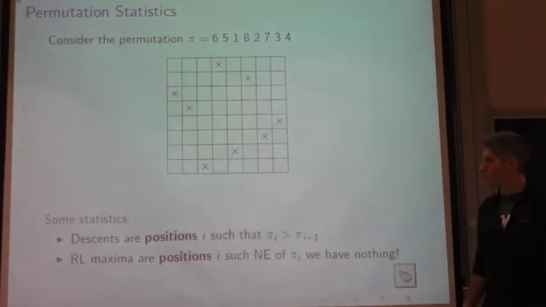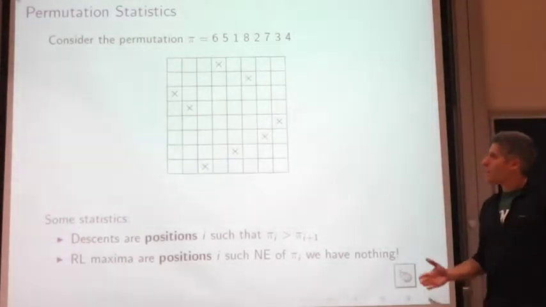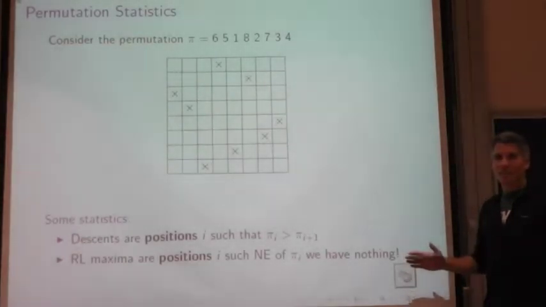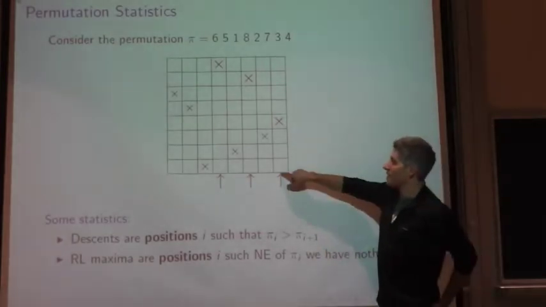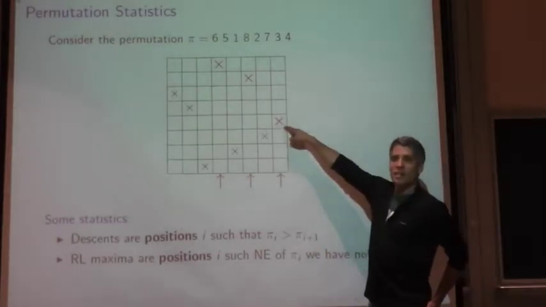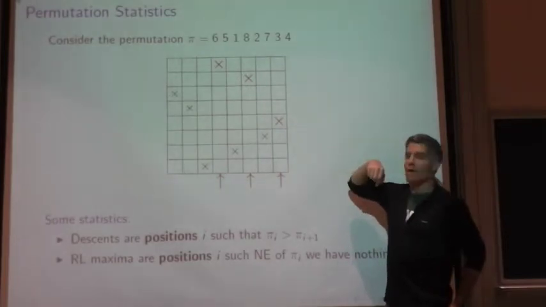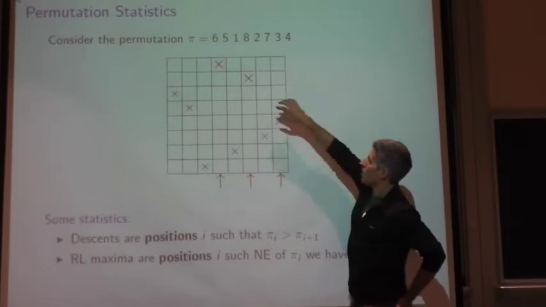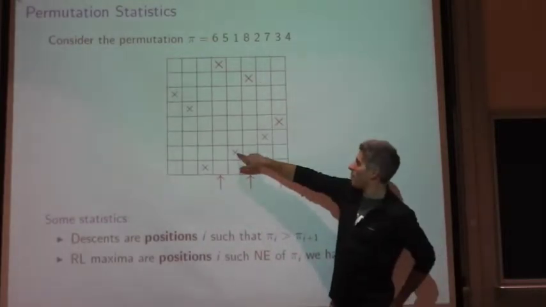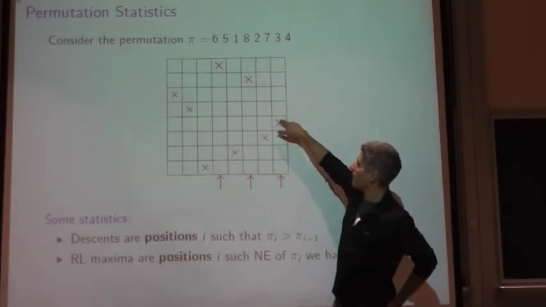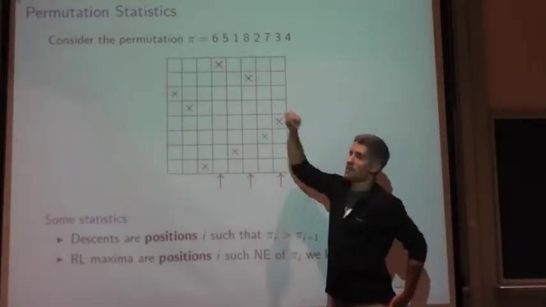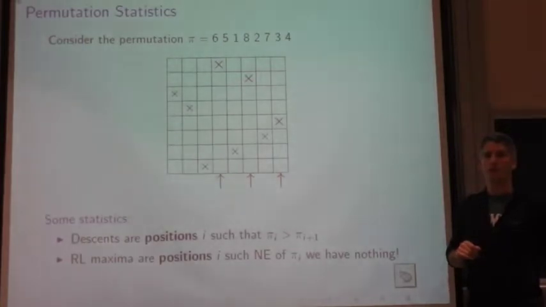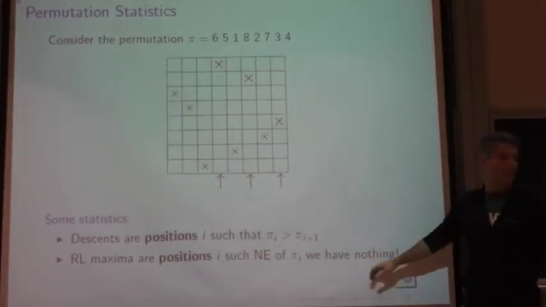The next thing we need is this idea of a right-to-left maxima. There's sort of a technical definition, but the idea is quite simple. The right-to-left maxima are positions such that the values in those positions have nothing northeast of them. If I look at these, there's nothing northeast of all those. But if I pick something else, let's say I pick this one, there's a whole bunch of stuff northeast of it, this one and that one. So the right-to-left maxima are the ones that have nothing northeast of them. And this will be a key statistic that we'll be talking about.